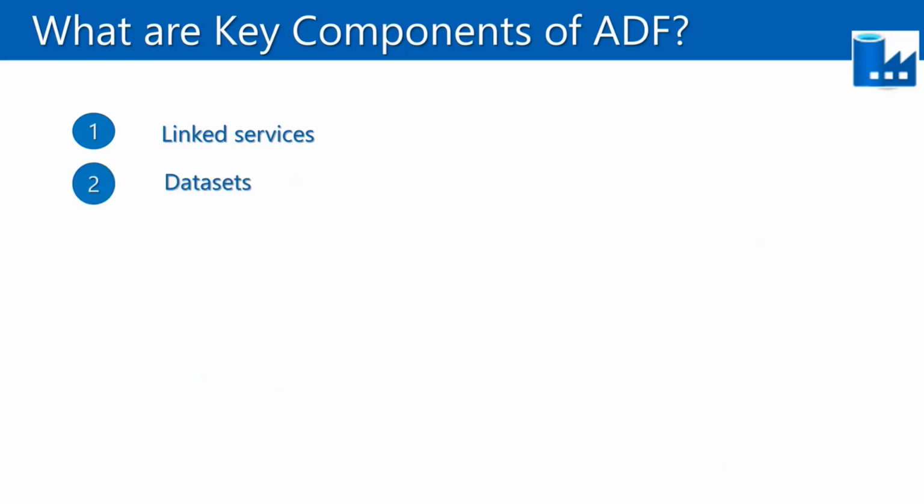Let's see the next one, which is datasets. A dataset is the structure of your data. It's the metadata of your data and holds the reference to your data. So for example, if your linked service has a connection string for your blob storage, then your dataset holds the data in the form of files. But if your linked service is pointing to a REST API, then your dataset holds the data in the form of a JSON file only.